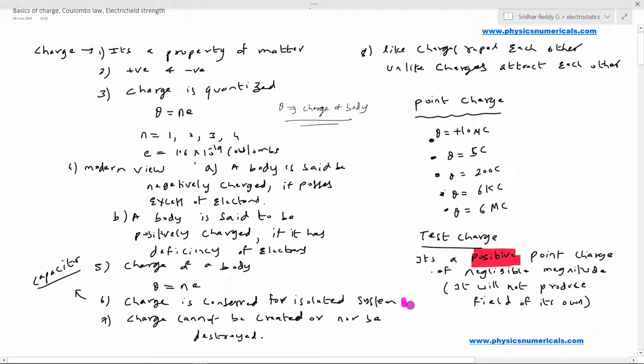Charge is conserved for an isolated system. I think when we go to the capacitor chapter, I'll be using it very much. Next, again, charge can neither be created nor destroyed, which means charge is conserved.